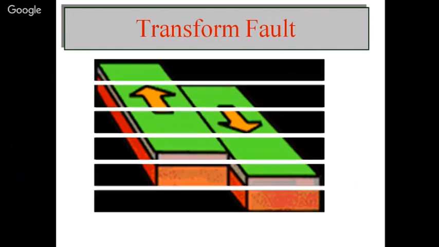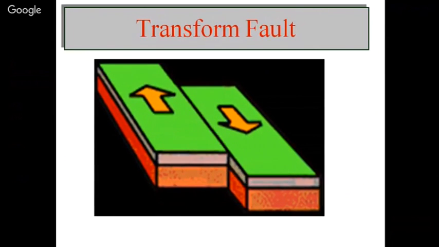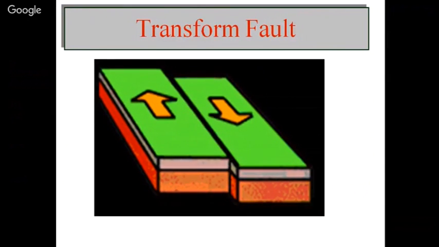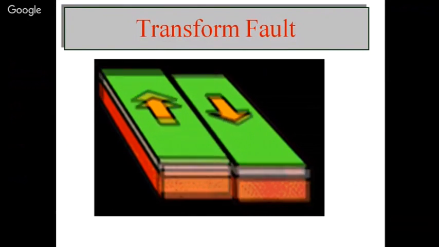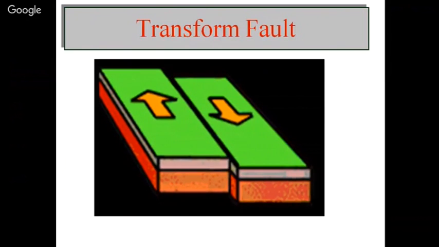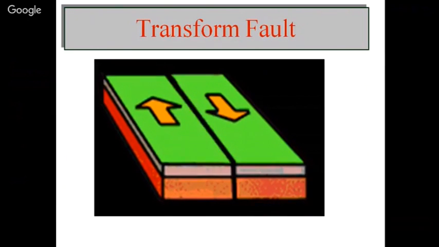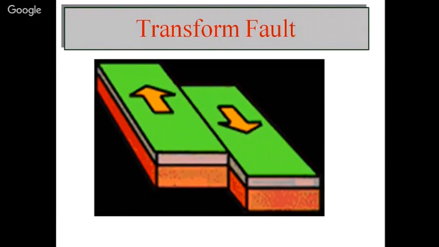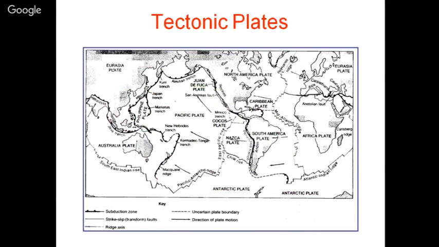Transform fault is an across type of thing where friction is developing and the two plates are moving side to side. Two plates moving side to side could also be responsible for an earthquake. These are the tectonic plates which we are talking of.